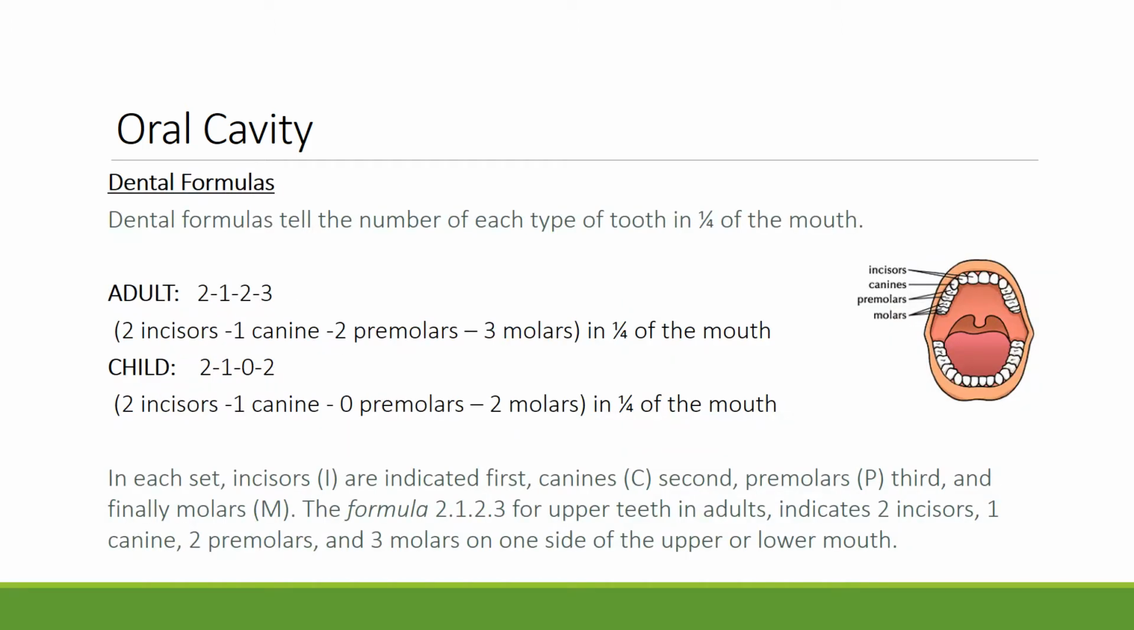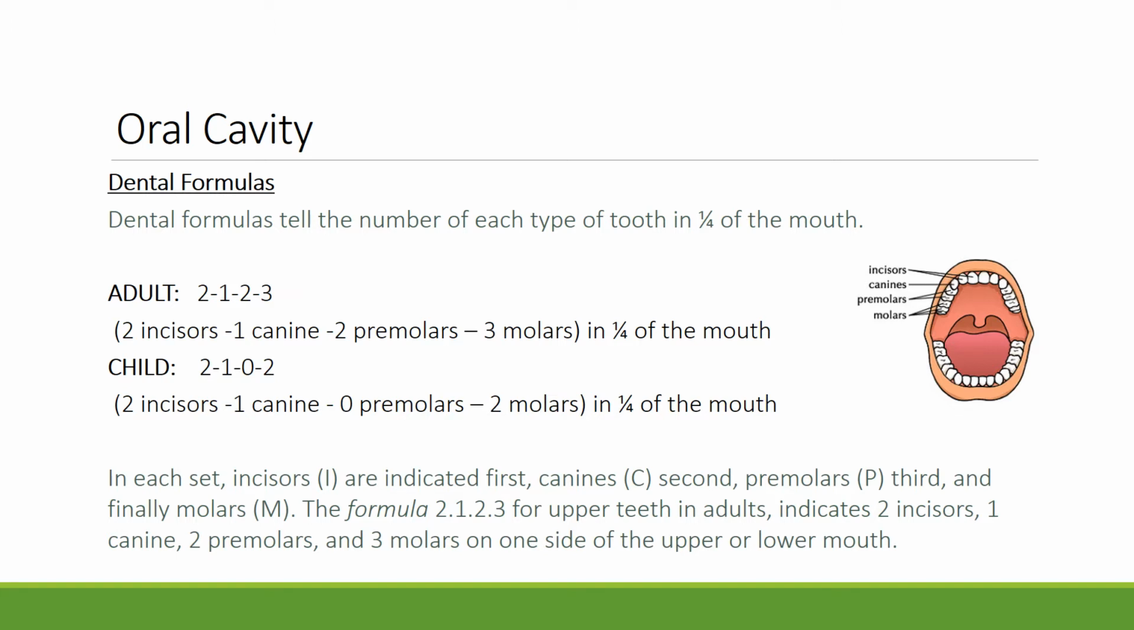There are 2 dental formulas that you will need to recognize and understand. Dental formulas tell the number of each type of tooth in 1/4 of the mouth. For an adult, that dental formula is 2-1-2-3, indicating there are 2 incisors, 1 canine, 2 premolars, and 3 molars in 1/4 of the mouth. So that indicates either half of the top or half of the bottom. In a child, the dental formula is 2-1-0-2, meaning in 1/4 of the mouth they have 2 incisors, 1 canine, no premolars, and 2 molars.